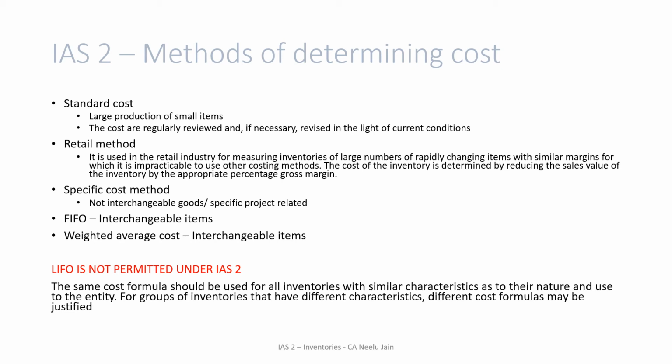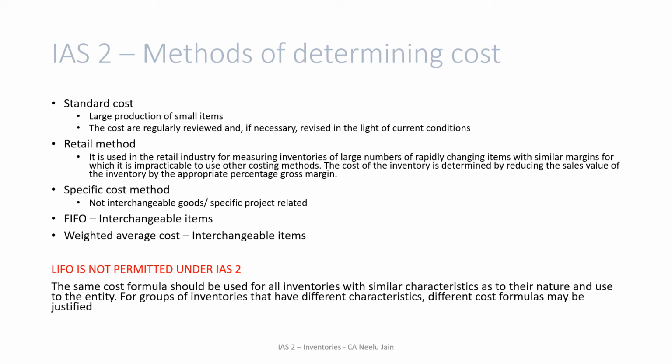The next method is retail method. It is used in the retail industry for measuring inventories of large numbers of rapidly changing items with similar margins for which it is impracticable to use other costing methods. The cost of the inventory is determined by reducing the sales value of the inventory by the appropriate percentage of gross margin. This is used because it is very difficult in case of retail to identify what is the cost of item 1, item 2, item 3, because they keep a large variety of items. However, the margin in the overall items is more or less the same. So in that case, you can use the retail method because it is really impracticable and difficult to find out the cost of each item separately.